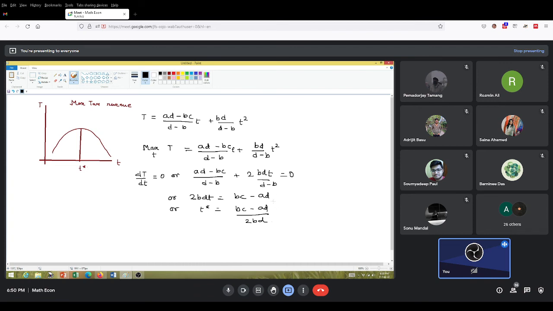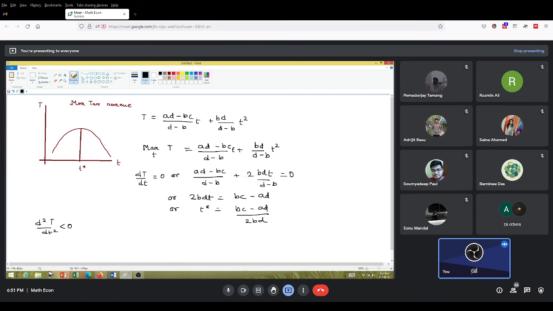Now there's a risk over here. What is the problem? We don't know whether this condition, dT by dt equal to 0, can be satisfied in 3 cases: maximum, minimum, or point of inflection. So we have to check, right? And this should be negative. Okay, so we have done this.